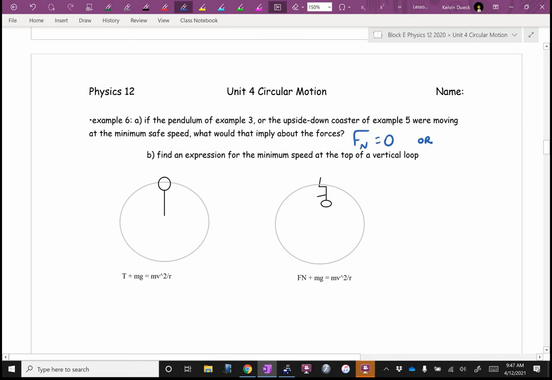watch. I'm gonna slow down to the minimum safe speed. Slowing down. Slowing down. Watch the rope when I slow down. Can you see it?